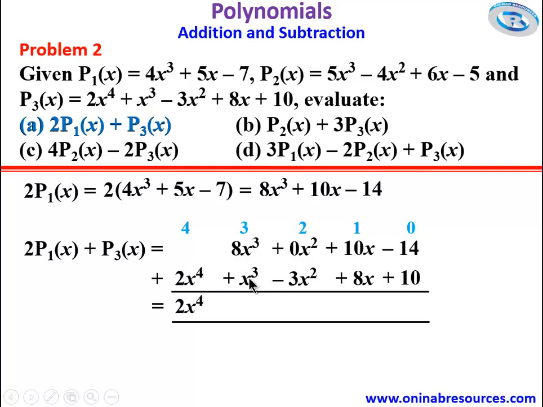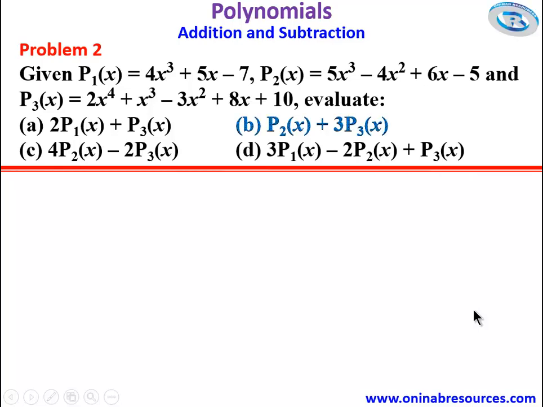8x³ plus x³ will give us 9x³. 0x² plus negative 3x² gives negative 3x². 10x plus 8x gives 18x, and minus 14. And negative 14 plus 10 gives negative 4. And we are done. Then we go to B part.